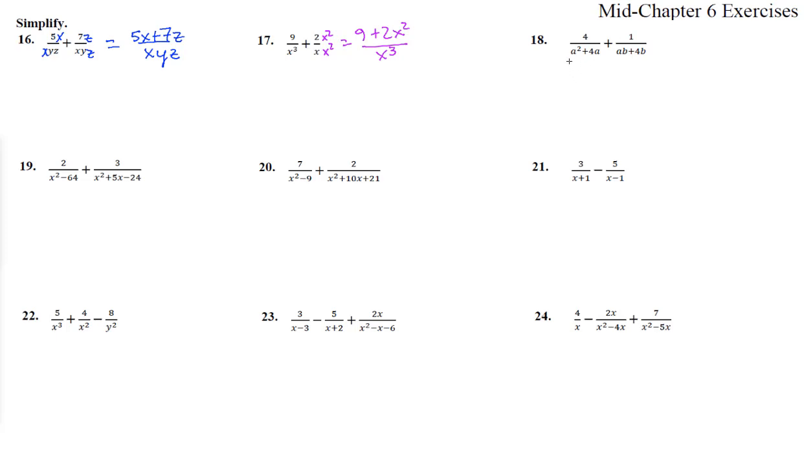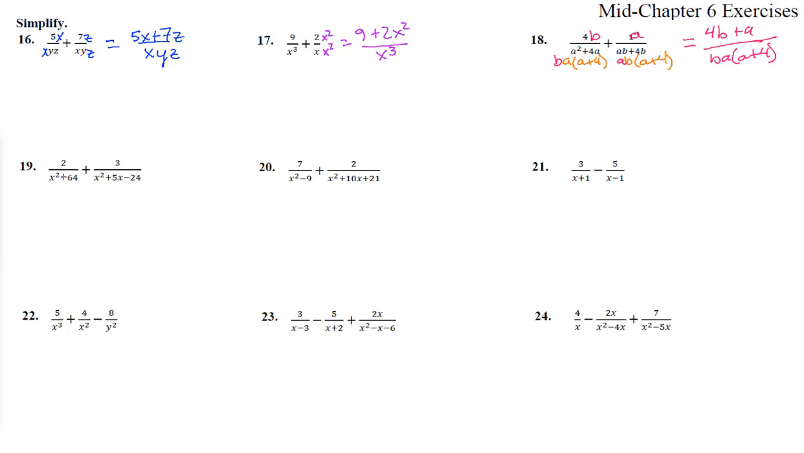Number 18. We better factor these, see what they're made of. This is a times a plus 4, and this is b times a plus 4. So in order for these two to be the same, let's get a different color here when we do it. If we times this guy by b on top and bottom, and this guy by a on top and bottom, we now have common denominators. So when we add them, it's 4b plus a all over a plus 4. Good. Common denominator, add the numerators all over the same denominator.